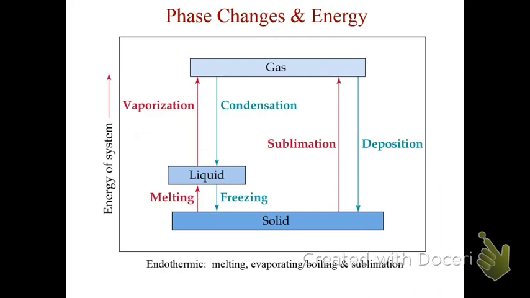Endothermic processes throughout this whole thing will be melting, evaporating or boiling, and sublimation. These are situations where energy would have to be put in order to get them to those points, whereas condensation, deposition, and freezing are going to be our examples of exothermic processes, where energy has to be leaving the system.